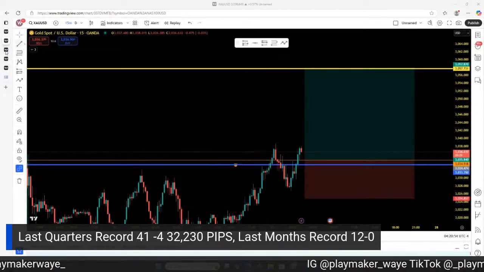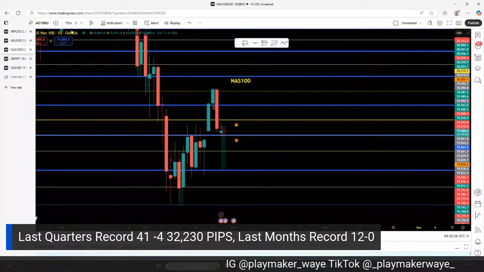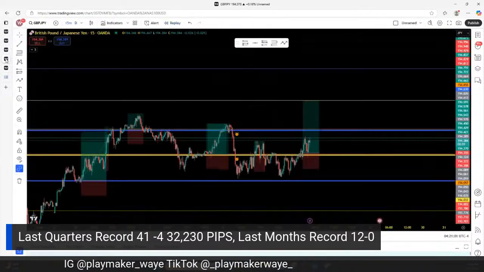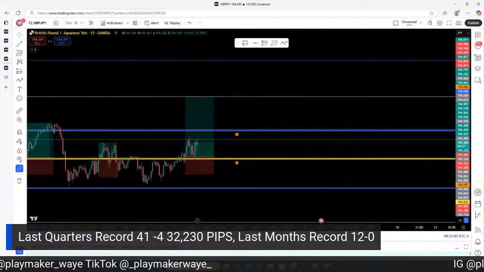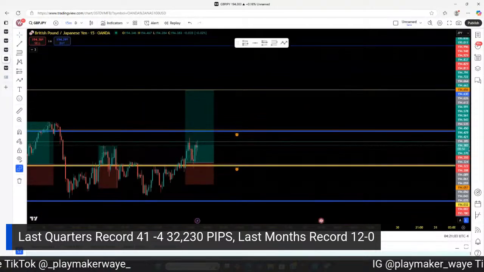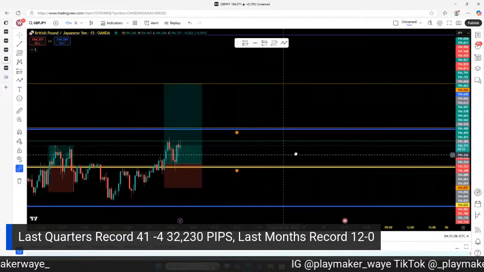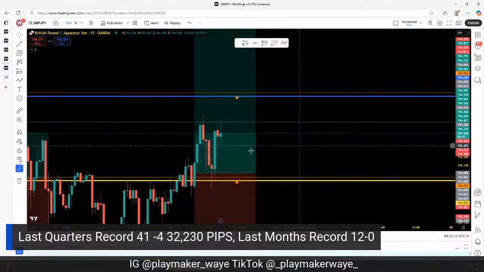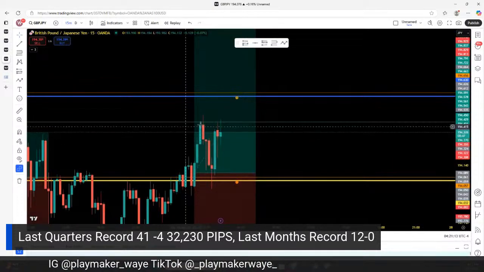Let's see what else we got going on. What else we got going on? GJ looks like he's about to try to make me some more money. So let's see if we can break these highs. Again, what do we see here? We see here GJ struggling to break this resistance level.